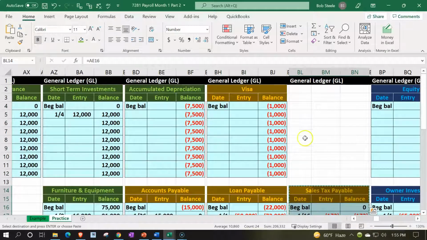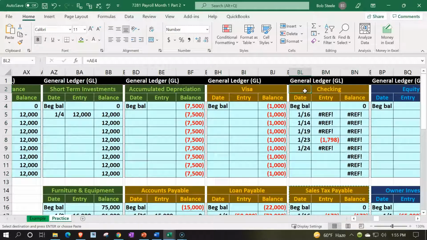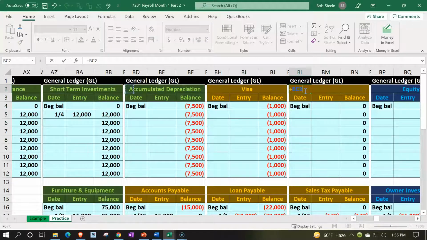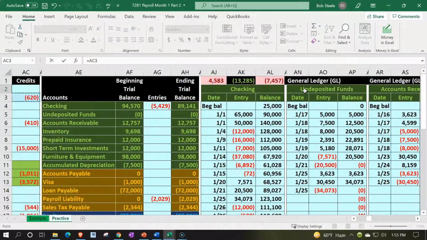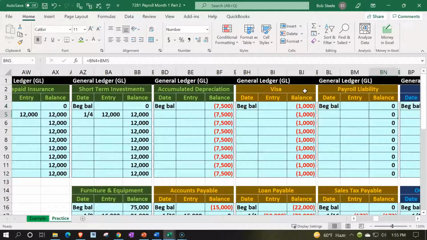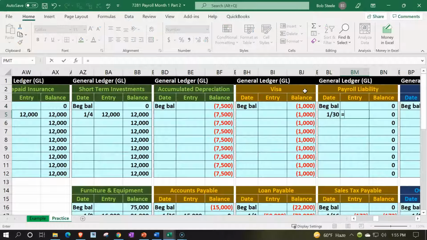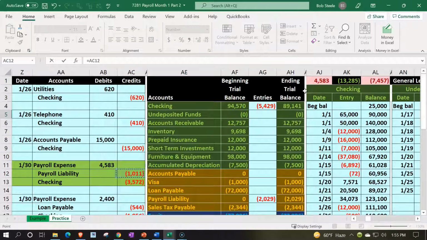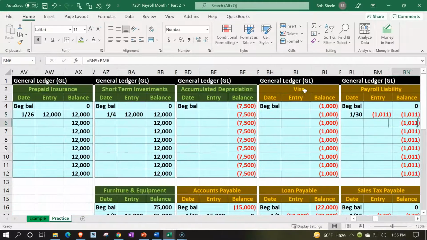And then I'm going to copy and paste it back up top, and then delete the stuff in it. So now I'm going to make this one our payroll liability, which is this item. There we have it. This is going to be on 130. And the amount then is going to be equal to picking up the 1011. There we have it.